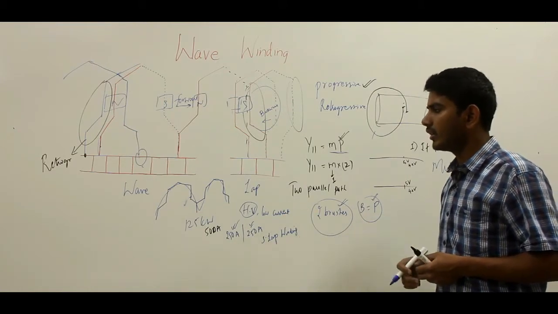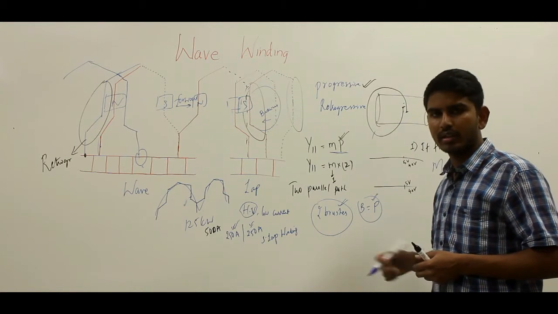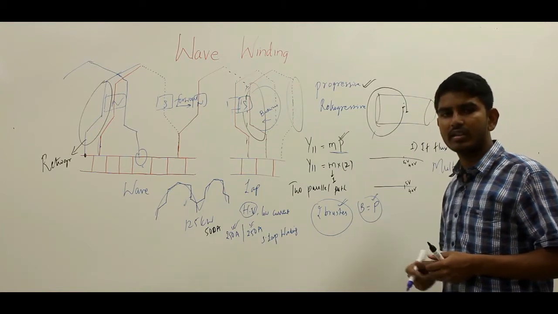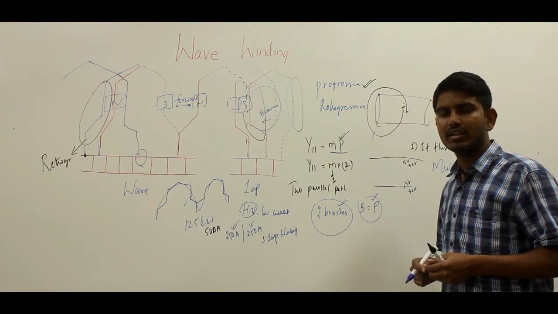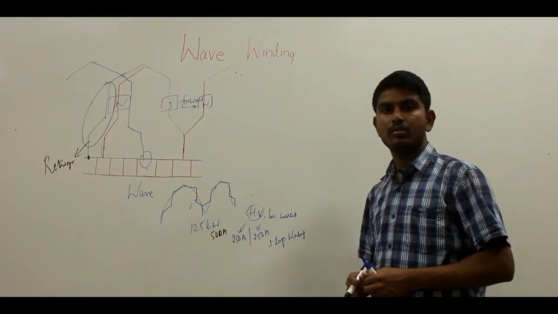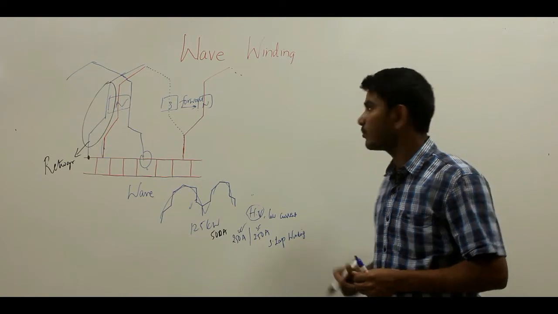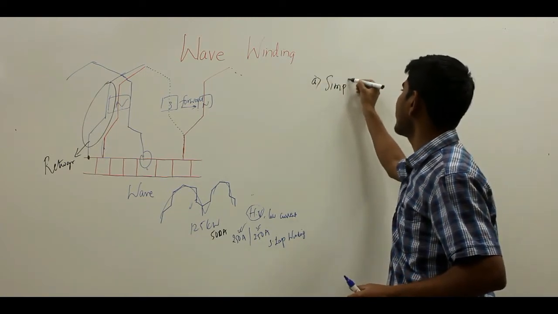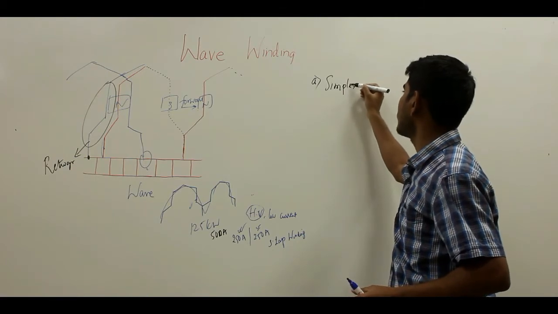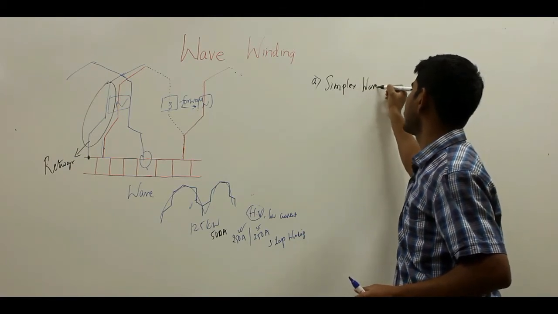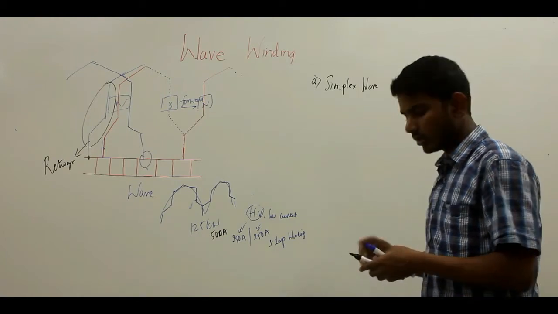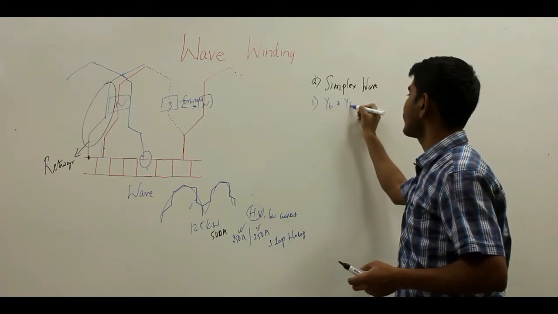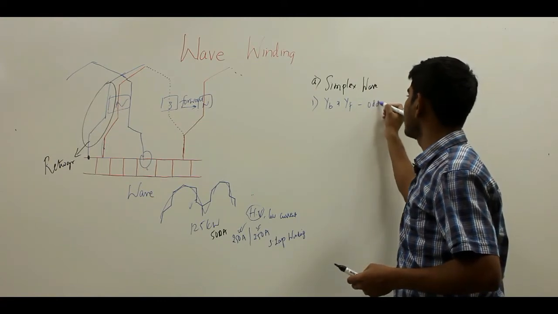Later on I will talk about the important points regarding wave winding. One is the simplex wave winding and the other one is the multiplex wave winding. So first let us proceed with simplex wave winding. I will talk about the important points regarding simplex wave winding. The first point is that here your back pitch and the front pitch must be odd.